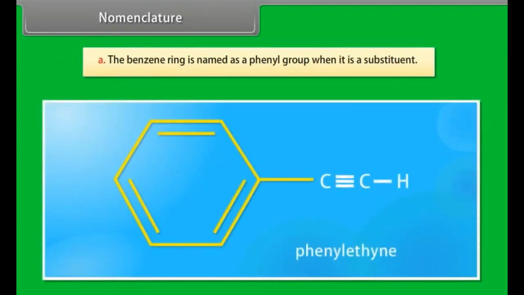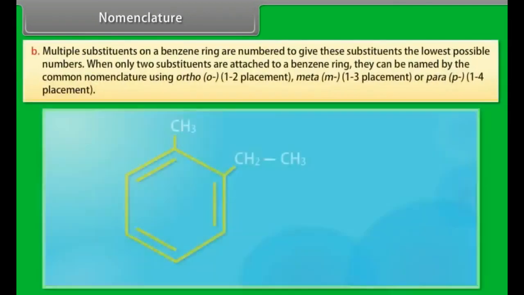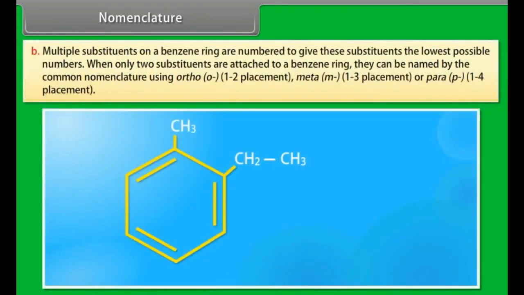A. The benzene ring is named as a phenyl group when it is a substituent. B. Multiple substituents on a benzene ring are numbered to give these substituents the lowest possible numbers. When only 2 substituents are attached to a benzene ring, they can be named by the common nomenclature using ortho, o-, 1,2 placement; meta, m-, 1,3 placement; or para, p-, 1,4 placement.